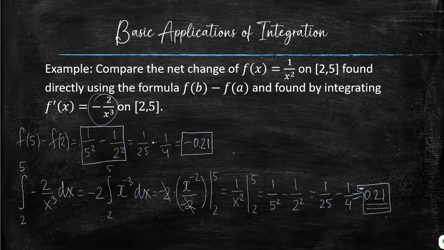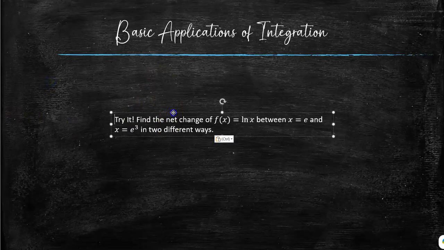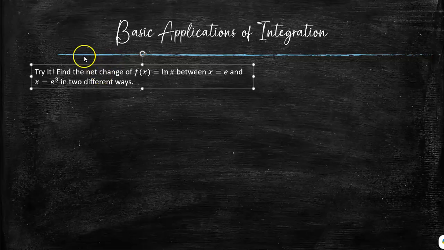So we are now capable of using the net change theorem. Now I want you to pause. Well, actually, let me write the problem first, and then we'll pause. But go ahead and find the net change of this function using two different ways.